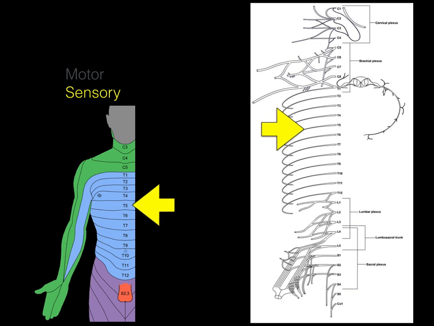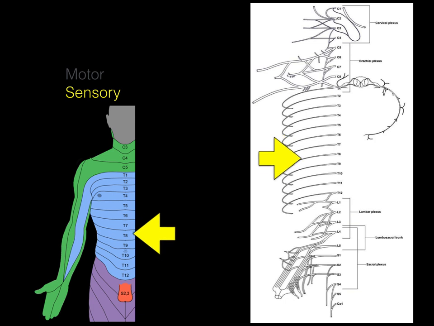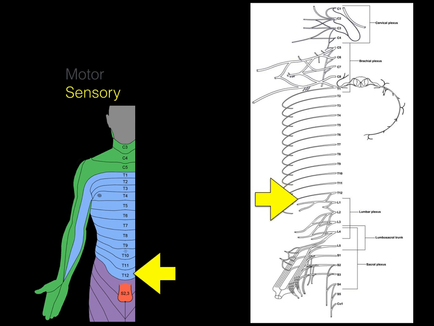But if we continue going down at every segmental level, we have the T7 intercostal nerve, which supplies the T7 dermatome, all the way down to T10, belly button, T11. And then the T12, we don't really call it an intercostal nerve anymore because it's not between ribs, it's below the bottom rib. So we call it the subcostal nerve, sub for below.